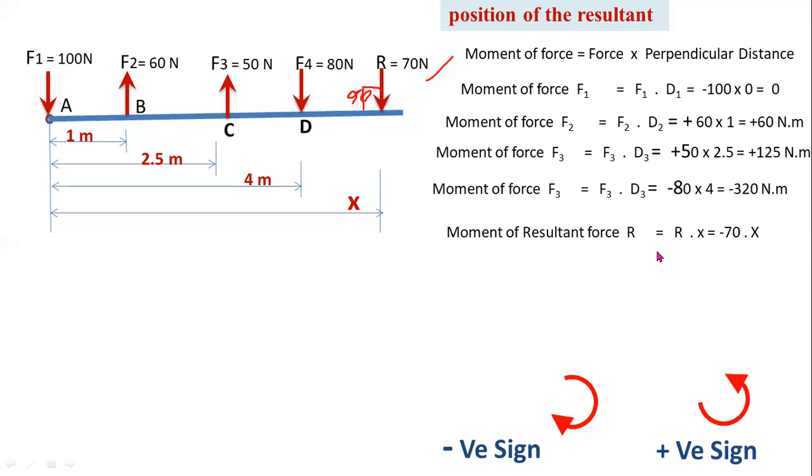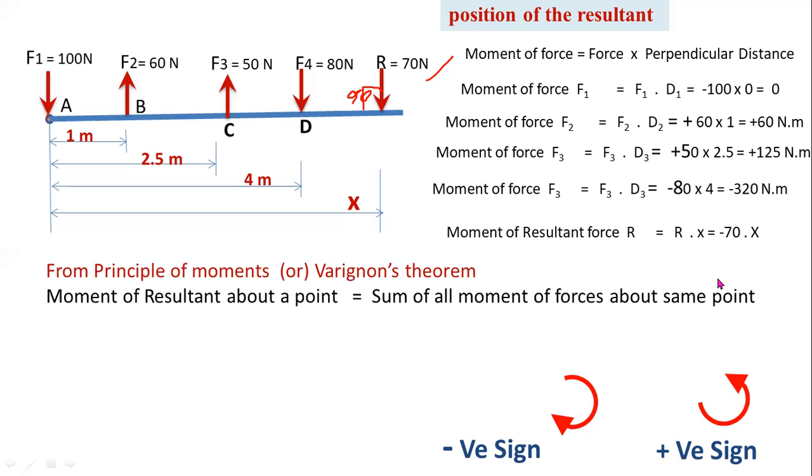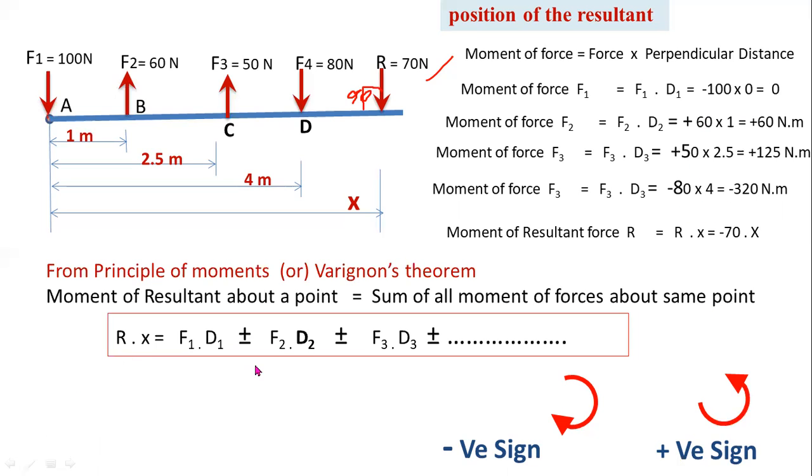So moment of resultant equal to resultant force into distance x. Here this force is acting downward. So for downward direction, you have to consider negative sign. So minus 70 into x. Here you can observe these 4 are the individual moments. This one is the resultant moment. From the principle of moments, moment of this resultant equal to sum of all these individual moments. So R into x equal to F1 D1. This is the formula.